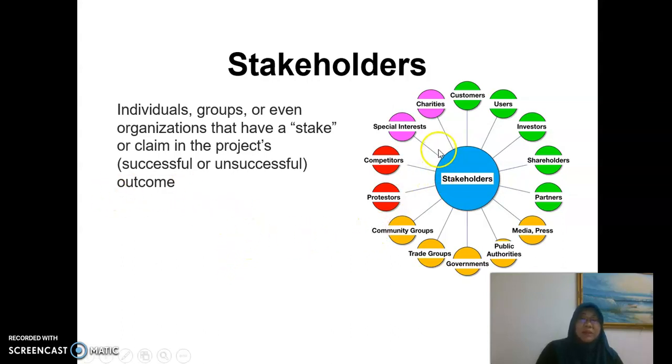So here in this diagram, you can see there are several types of stakeholders. For example, customers, users, investors, shareholders, community groups, competitors, media press, charities, and etc. So all of these group of people we can identify as stakeholders.